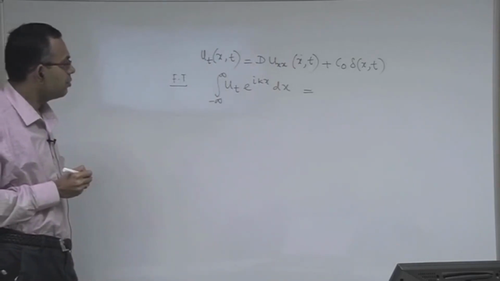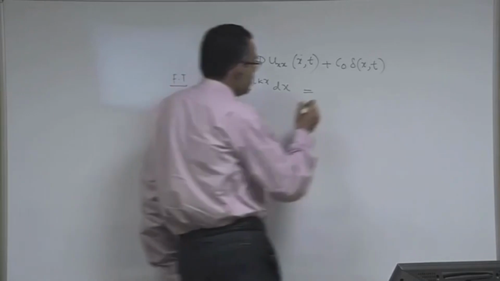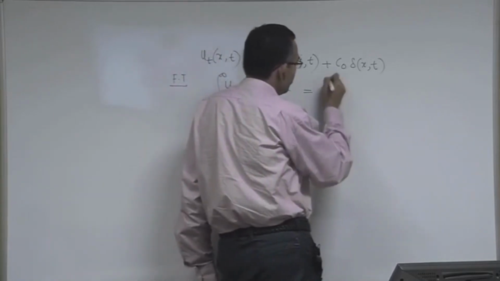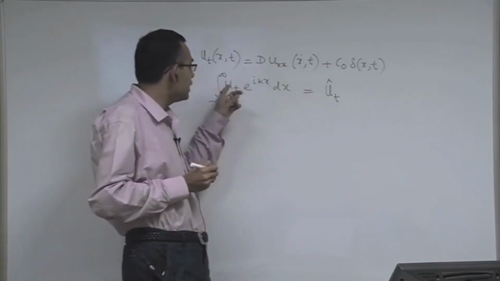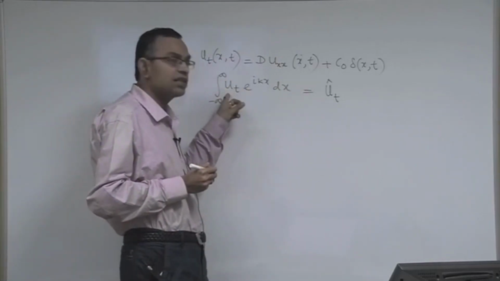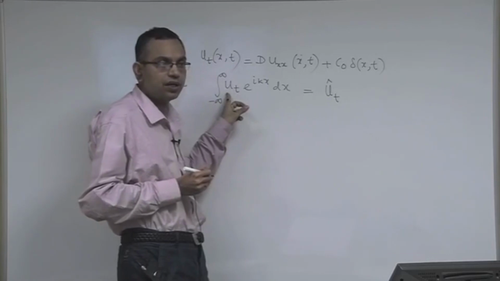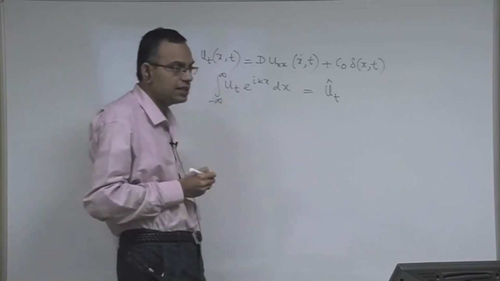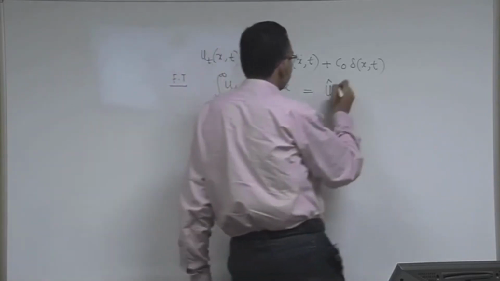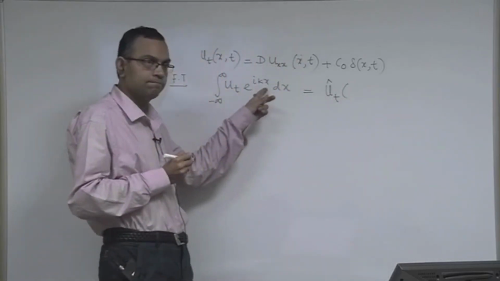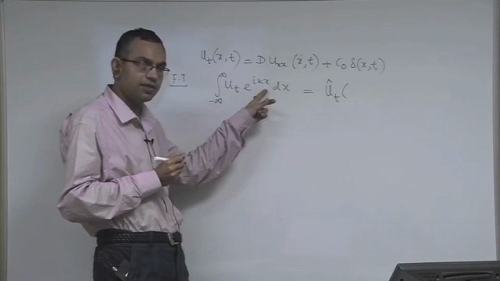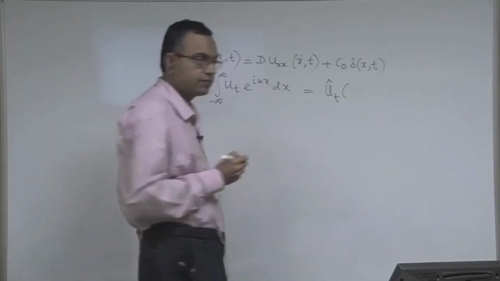So what will be this? Just by the notation we will write it as u t hat. u t hat is the Fourier transform of u t, just a shorthand way of writing this. It is a function of what? It is no more a function of space, because it has been integrated over space, so it is a function of k and t.